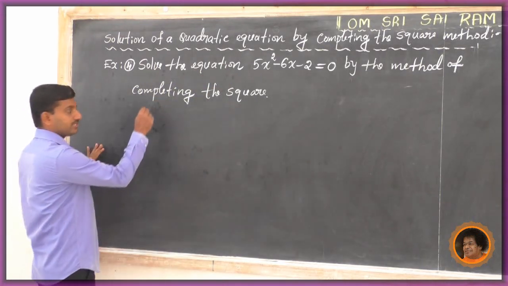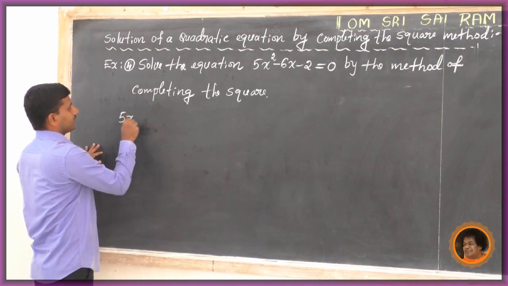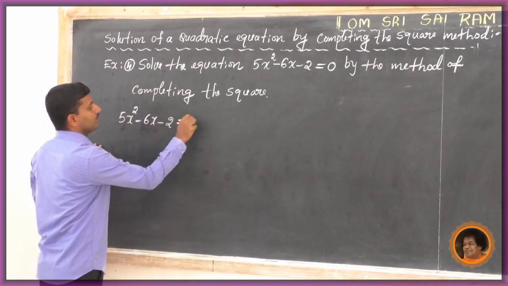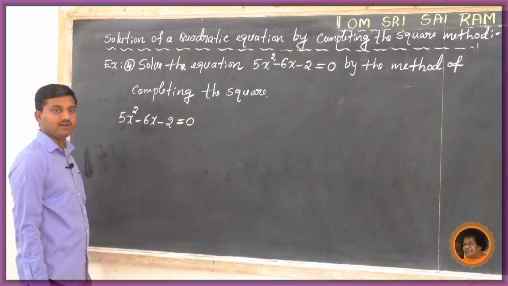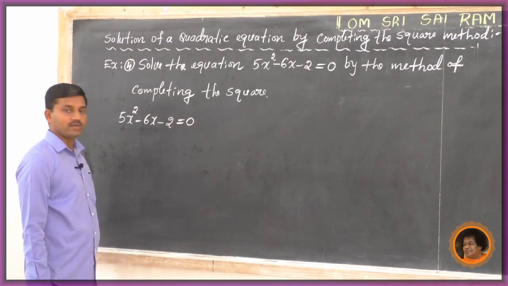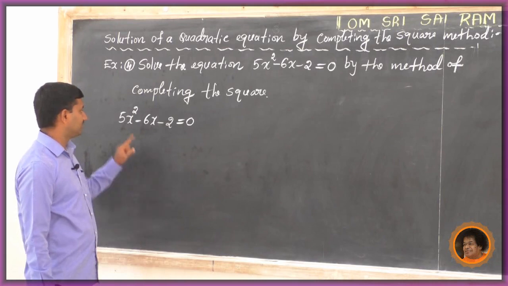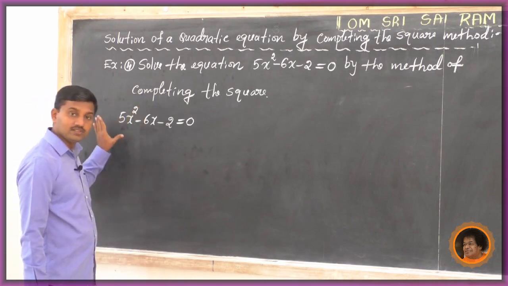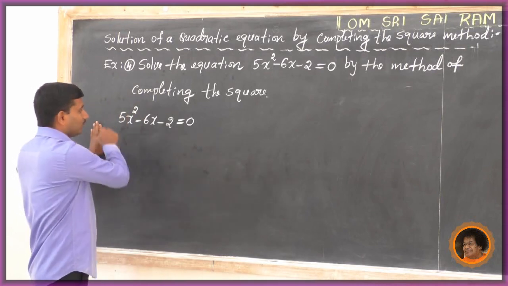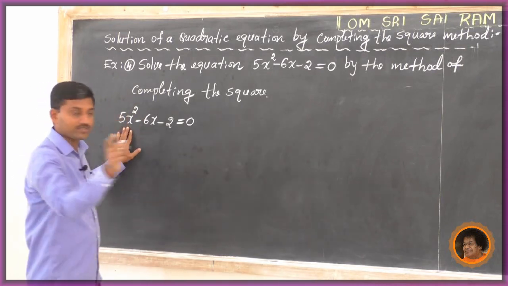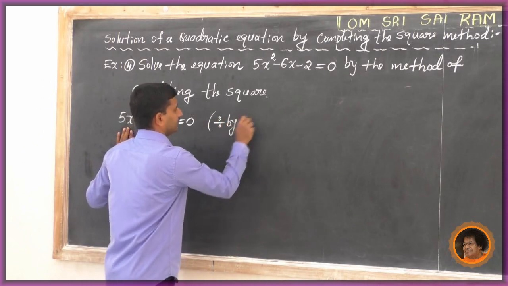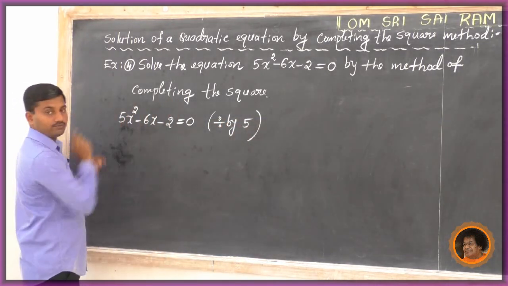So the given equation 5x² − 6x − 2 = 0 is already in the form ax² + bx + c = 0. So check the coefficient of x². Here the coefficient of x² is 5. Now divide the equation throughout by the coefficient of x², so divide by 5.